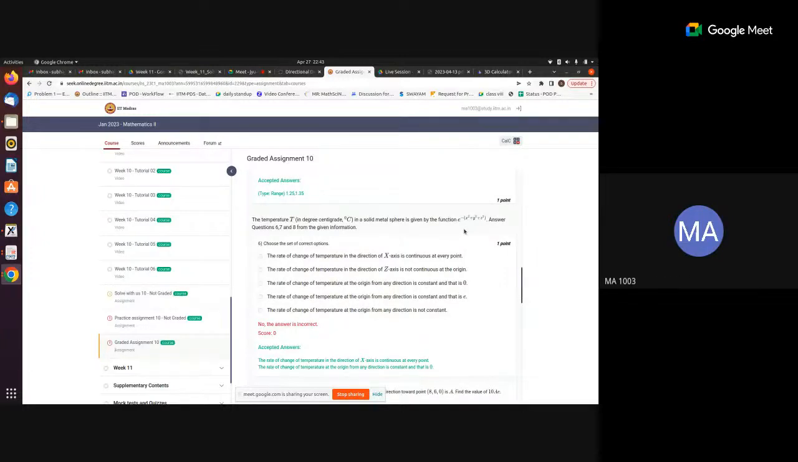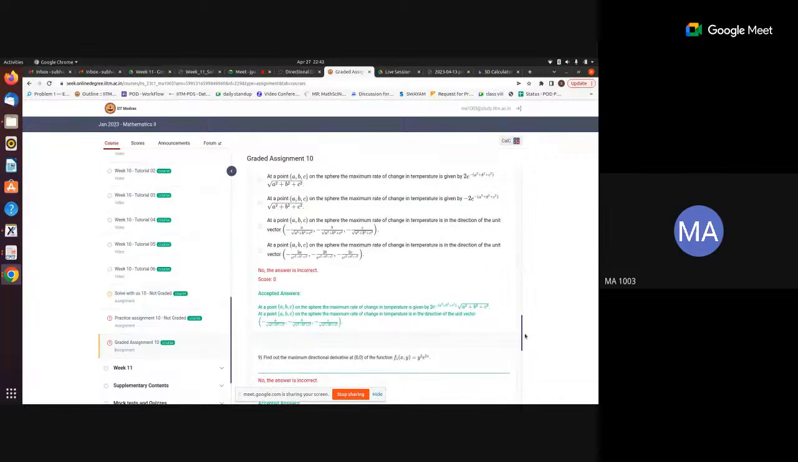So what is the gradient vector coming for this? It's minus 2 e raised to minus (x square plus y square plus z square). So what is your doubt here? For option number C, while solving, they have taken minus x, minus y and minus z to find the unit vectors. I'm not getting that. I got the maximum rate of change at the point, but to find the maximum rate of change in the direction of the unit vector, I'm not getting that point.